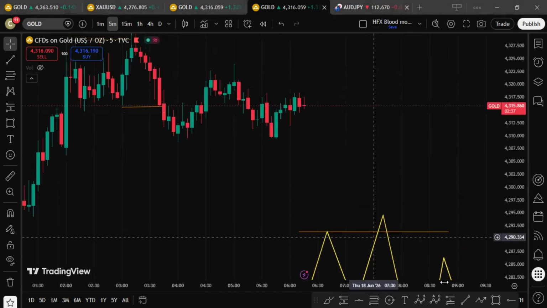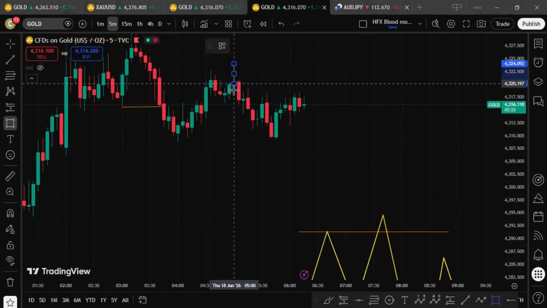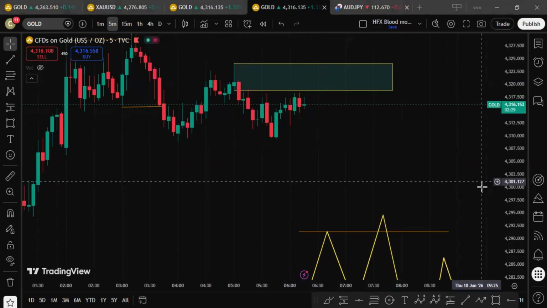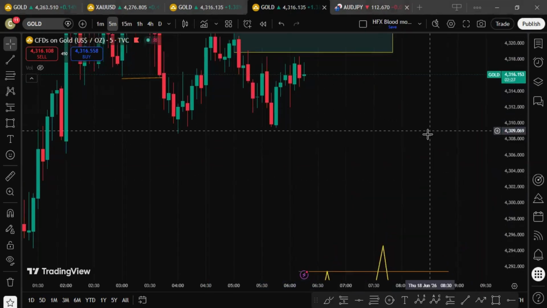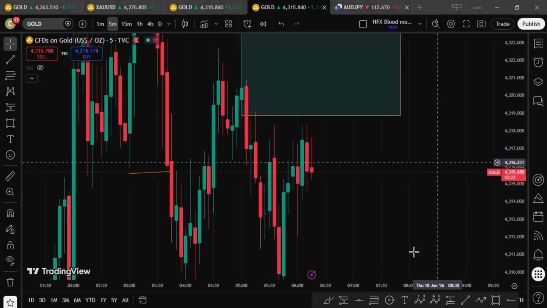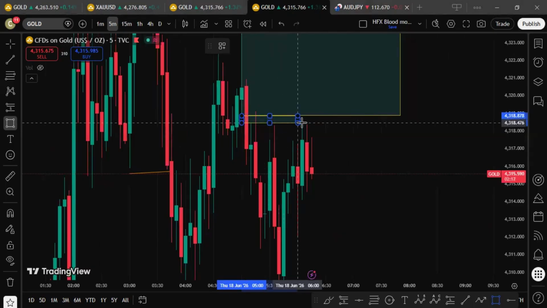For this other block I marked here, that's why I say that it has been respected. Look at this other block I marked here, right? Look below it, you see an FVG. And that's why I said this particular one now has been respected. Look at this, FVG below it.